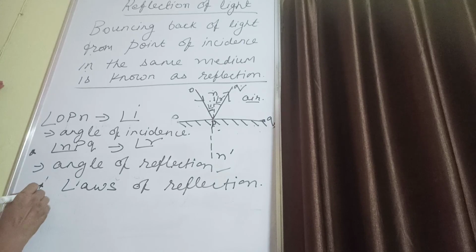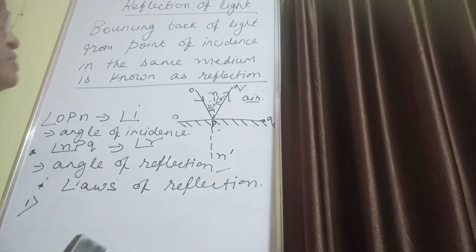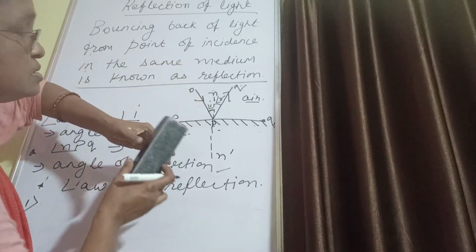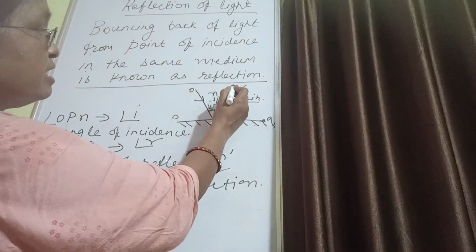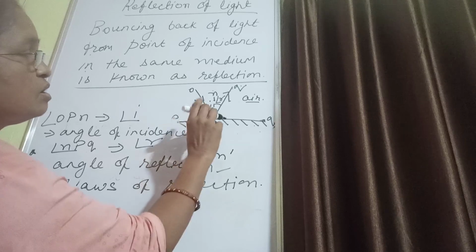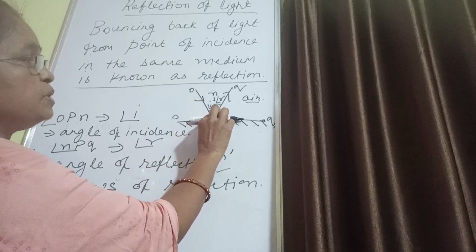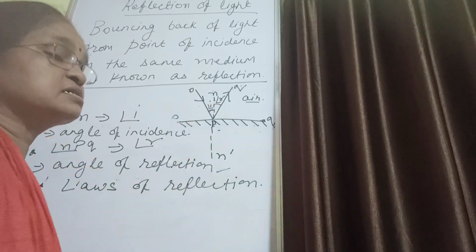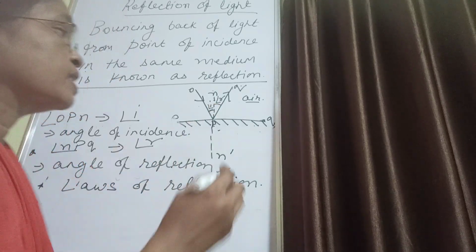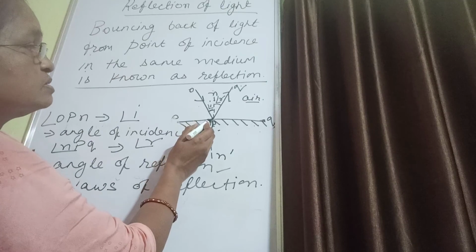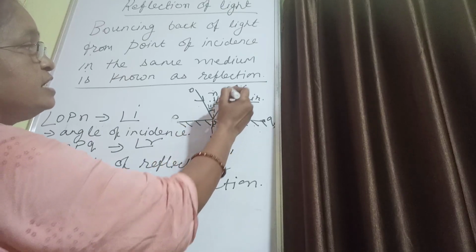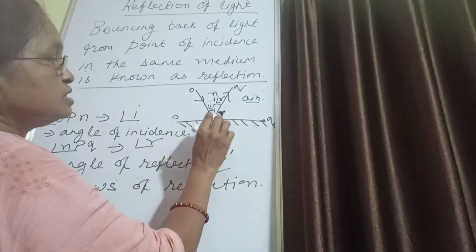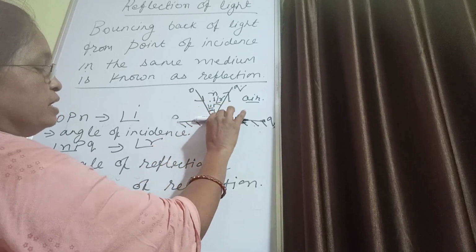Now try to understand the law. First law. See here, the incident ray, the reflected ray and the normal all lie on the same plane. Again I am saying, you will write the answer and send it to me. The incident ray, the reflected ray and the normal lie on the same plane.